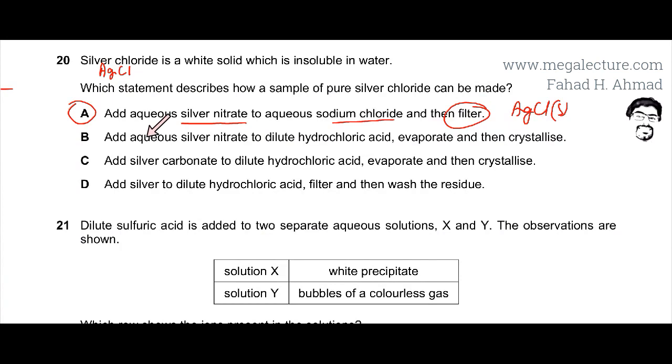The second option is add aqueous silver nitrate to HCl, evaporate, and then crystallize. Now again, silver nitrate is going to contain silver ions and nitrate ions, and HCl contains H+ and Cl- ions. All four ions are going to mix together. A precipitate of AgCl would be formed, and you just need to filter it. You don't need to evaporate and crystallize because a solid is going to be produced. So it's an insoluble solid. You can't crystallize an insoluble solid. It's already in the form of a crystal. So the B option is incorrect.